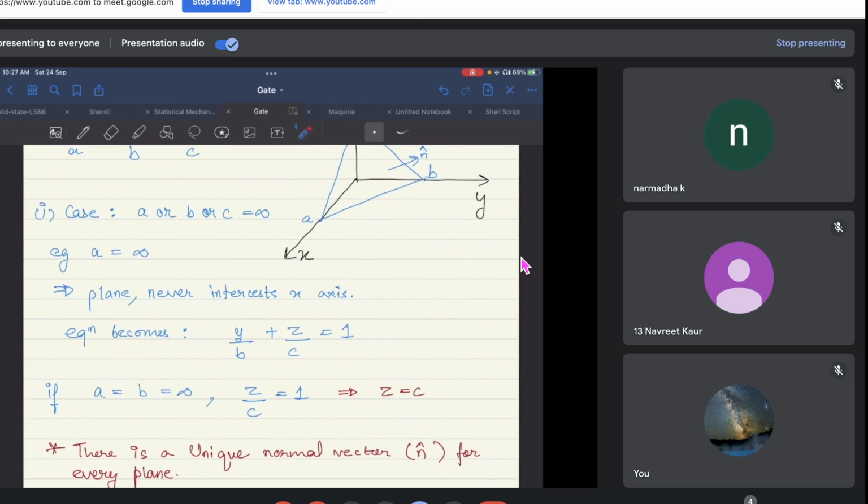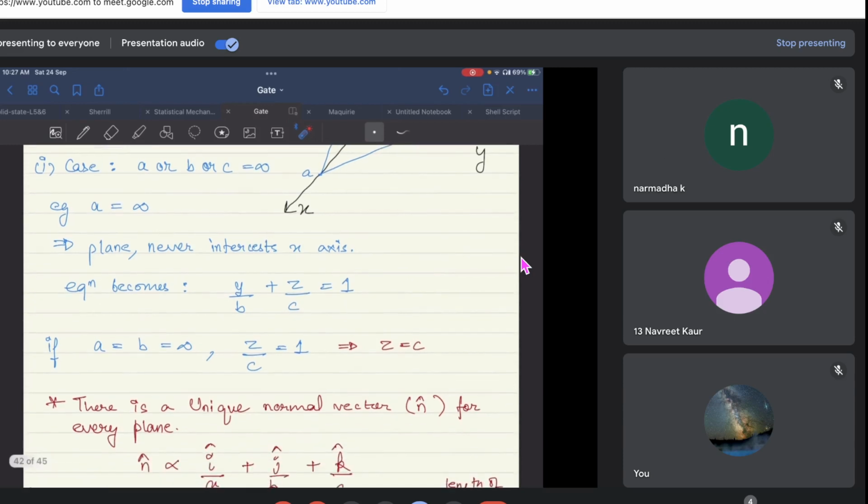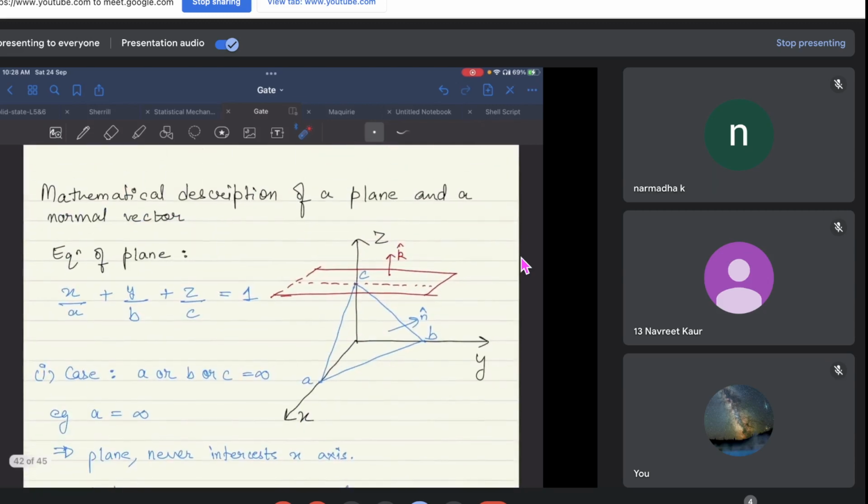And then the equation will become y by b plus z by c equal to 1. This is the equation of the given plane. Now, if a and b both become infinity, then the equation of the plane is just z by c equal to 1, or we can write it as z equal to c. So this particular plane I have shown here in red. This is the only intercept with the z-axis of this plane, and so this is the plane.